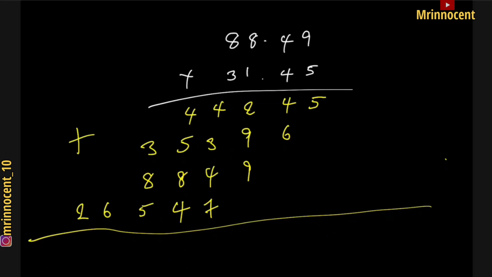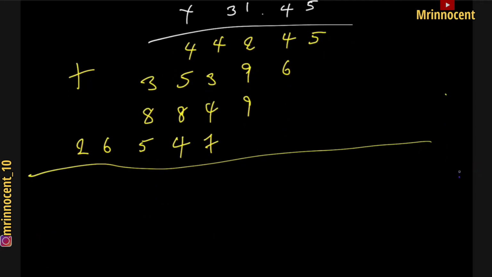You then add. We have 5 plus 0 is 5. 4 plus 6 is 10. 10 in base 10 is 1 remainder 0. 1 plus 2 is 3 plus 9 is 12. 12 plus 9 is 21. 21 in base 10 is 2 remainder 1.